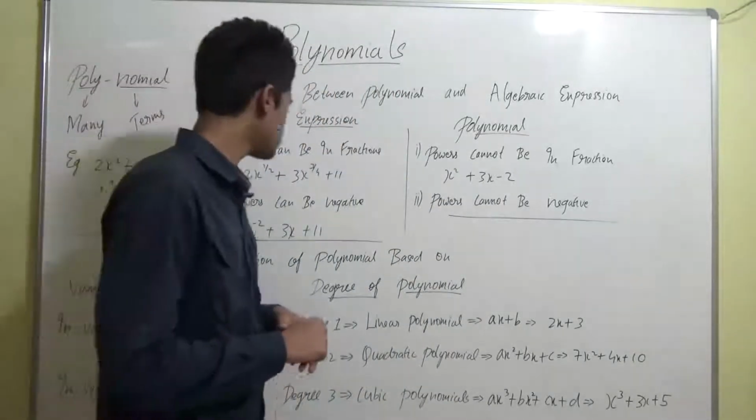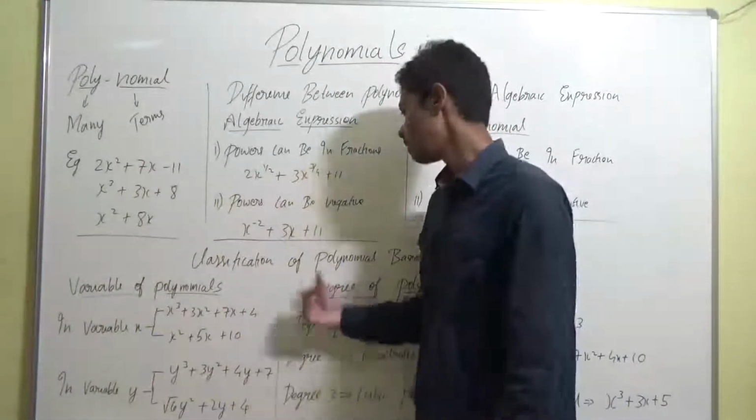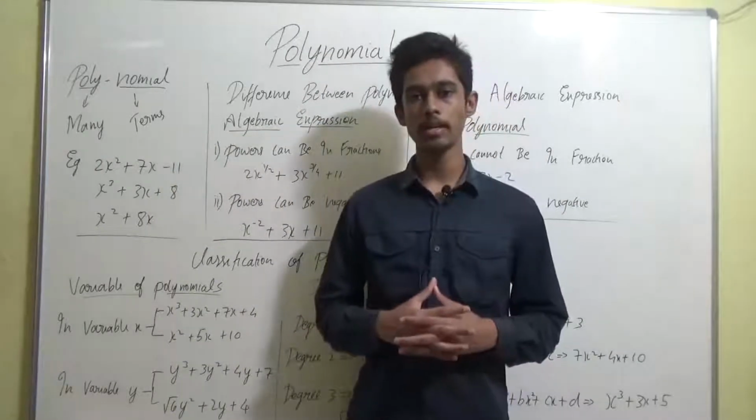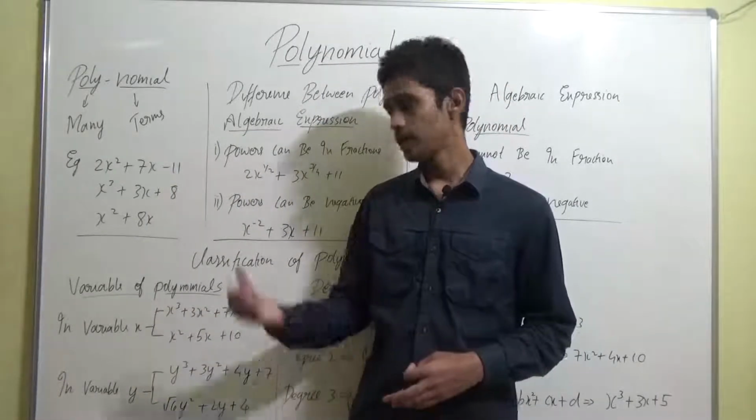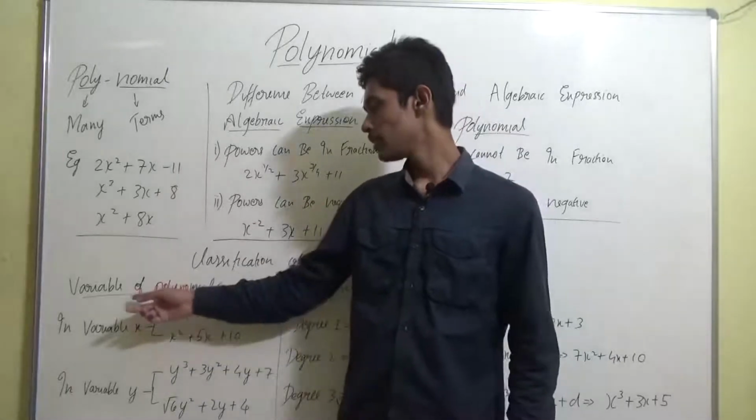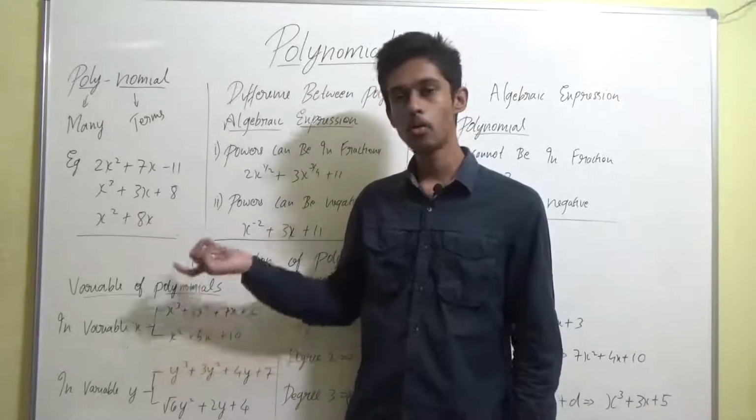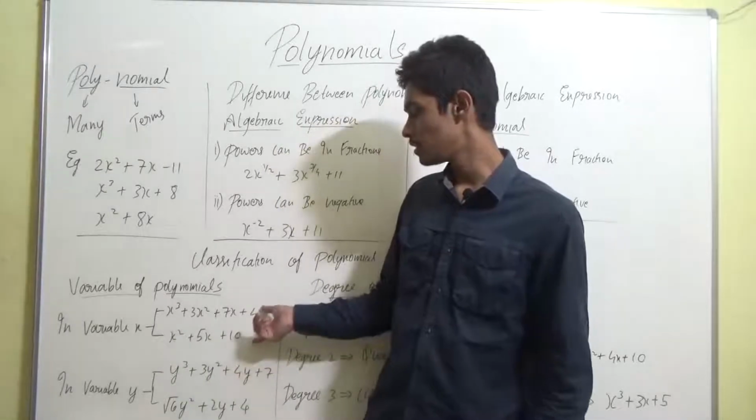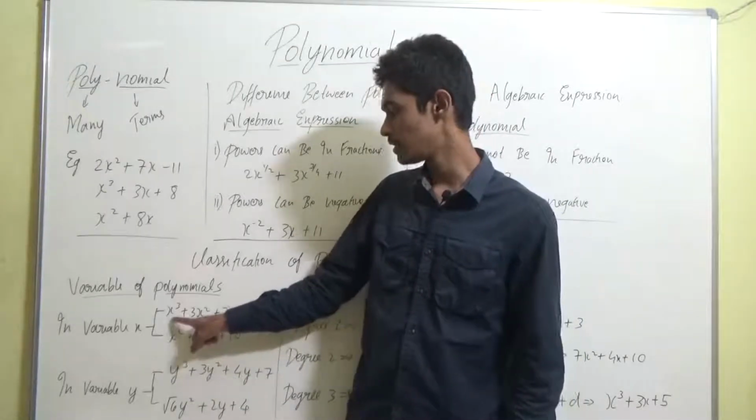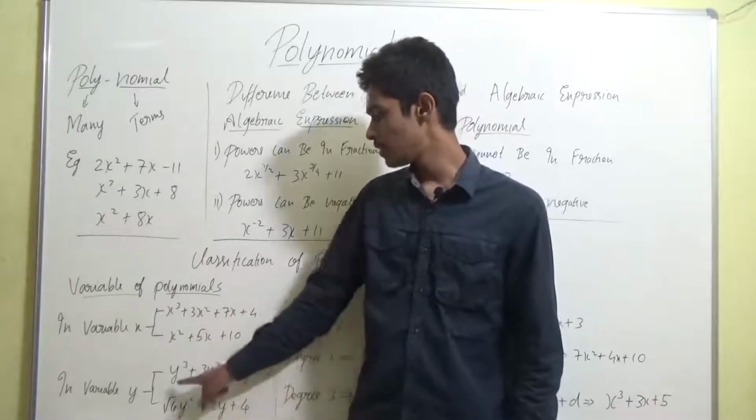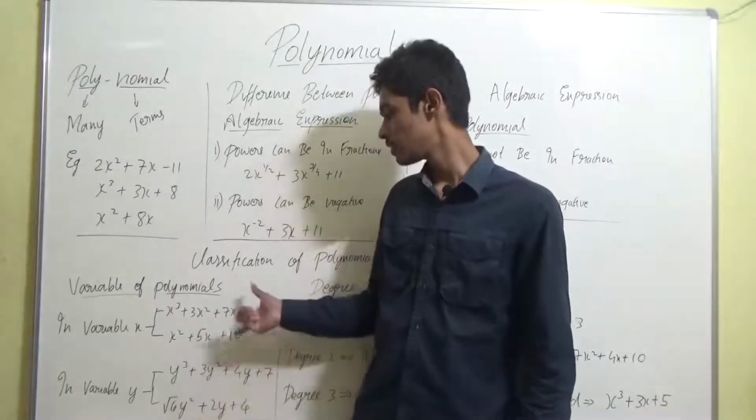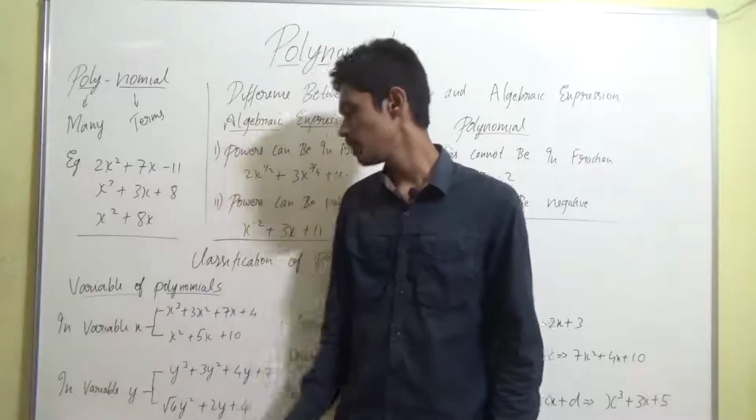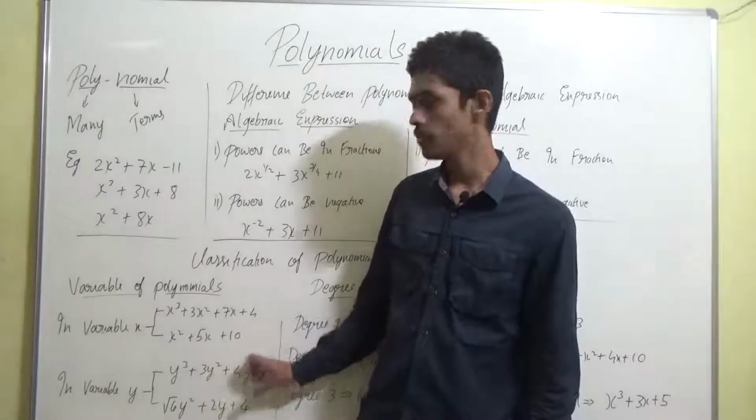Now after this, let's go to the classification of polynomial based upon variable of polynomial and degree of polynomial. Now polynomial you can broadly classify into variable of polynomial and degree of polynomial guys. Classification based upon variable of polynomial is based on which variable the polynomial contains. For example, these two polynomials have the variable x and these two polynomials have the variable y. So these are polynomials in x variable and these are polynomials in y variable. So you can classify them on the basis of variable of polynomial.